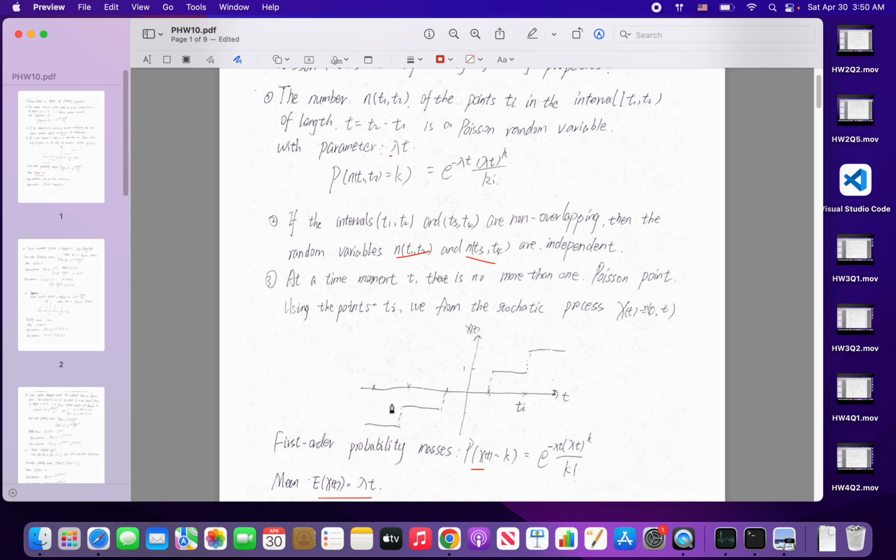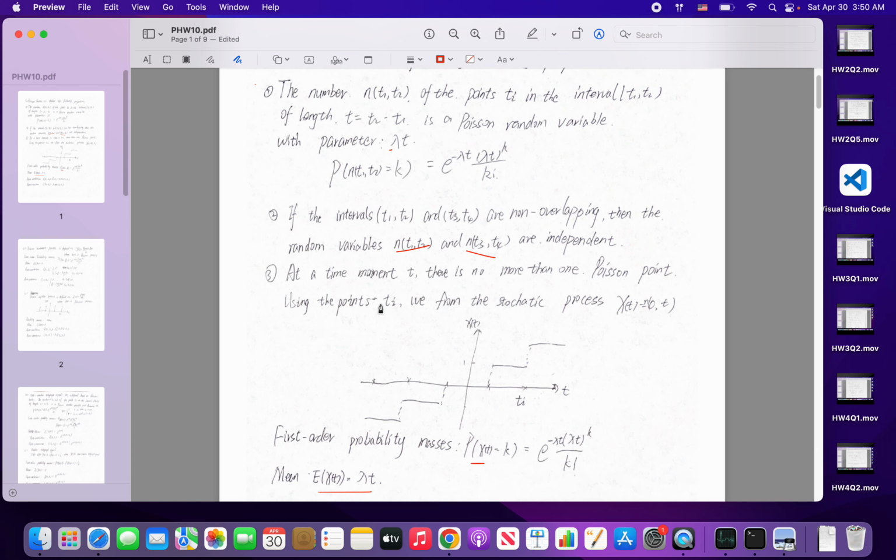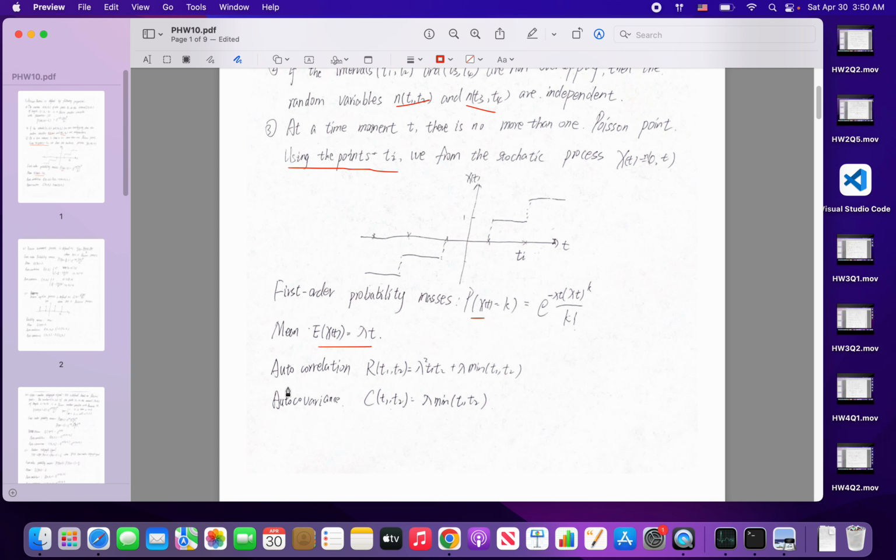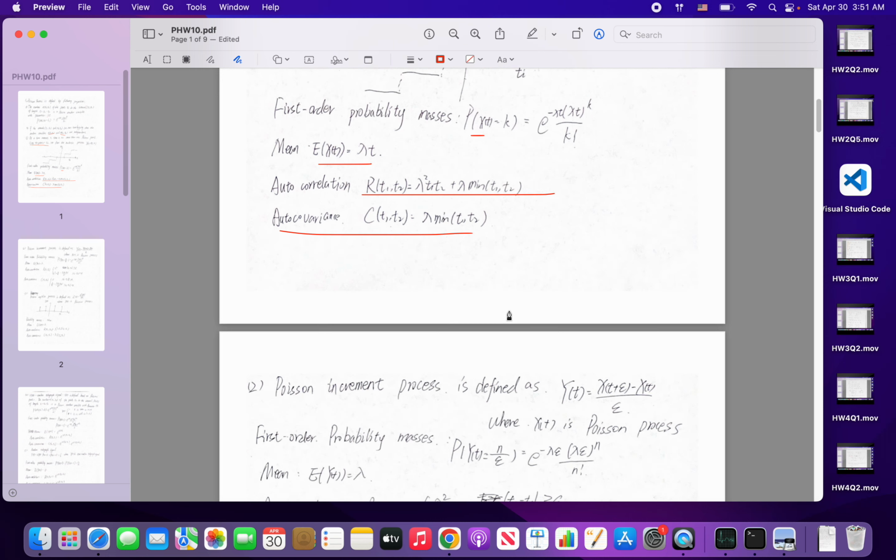Using the points ti, we can form the stochastic process X(t) equal to N(0, t). It's like this graph. And we have the autocorrelation is this, and the autocovariance is this.